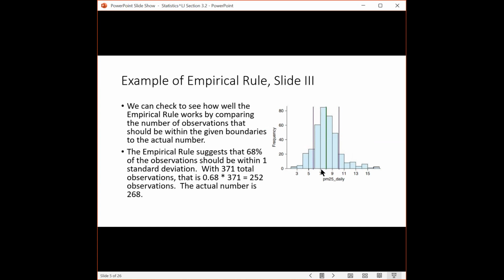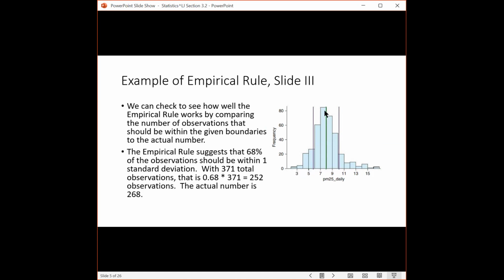All right, so here we have the particulate matter distribution, and we've gone through and marked one standard deviation below the mean. So here's the mean, one standard deviation below, one standard deviation above. The empirical rule says that 68% of the observations should be within that one standard deviation. So how many is that? Well, if you take 68% and multiply by how many there are, that tells us there should be 252.